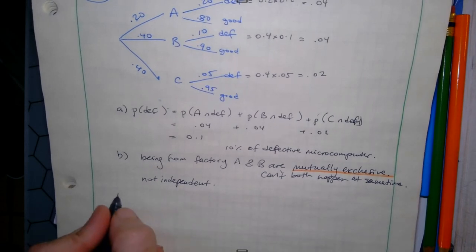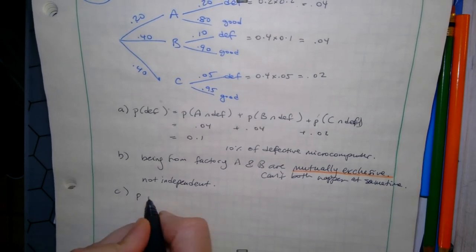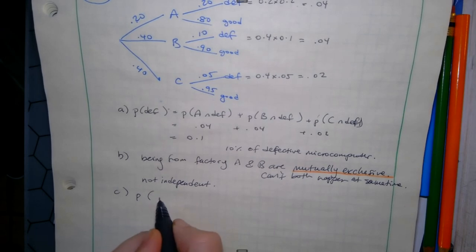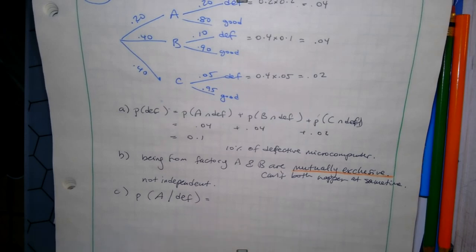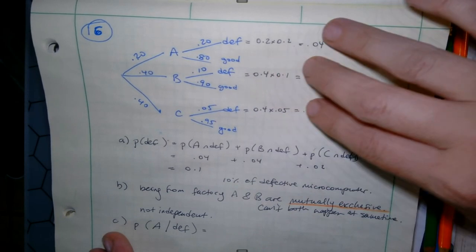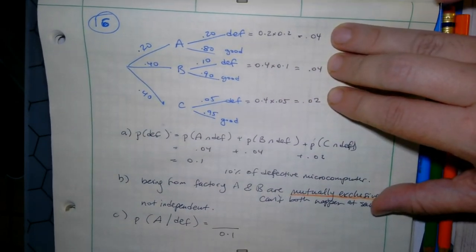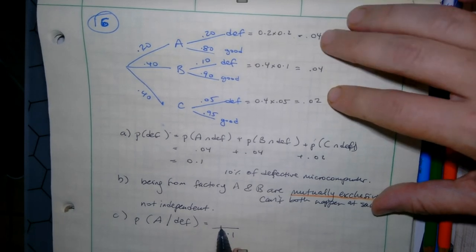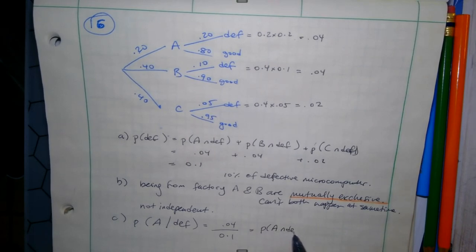All right, last one. Suppose the manager randomly selects one microcomputer and discovers that it is defective. What's the chance that it came from A? So the way to think about this is they're saying it's for sure defective. So I'm going to write this as, what's the chance it came from A given that it was definitely defective? And what that means is I'm not looking at the entire sample space, all 6 of these outcomes that are here. I'm only looking at the defective options. And we're looking at the chance of being defective and the chance of being defective and coming from A. So this is the probability of A and defective divided by the chance of being defective.